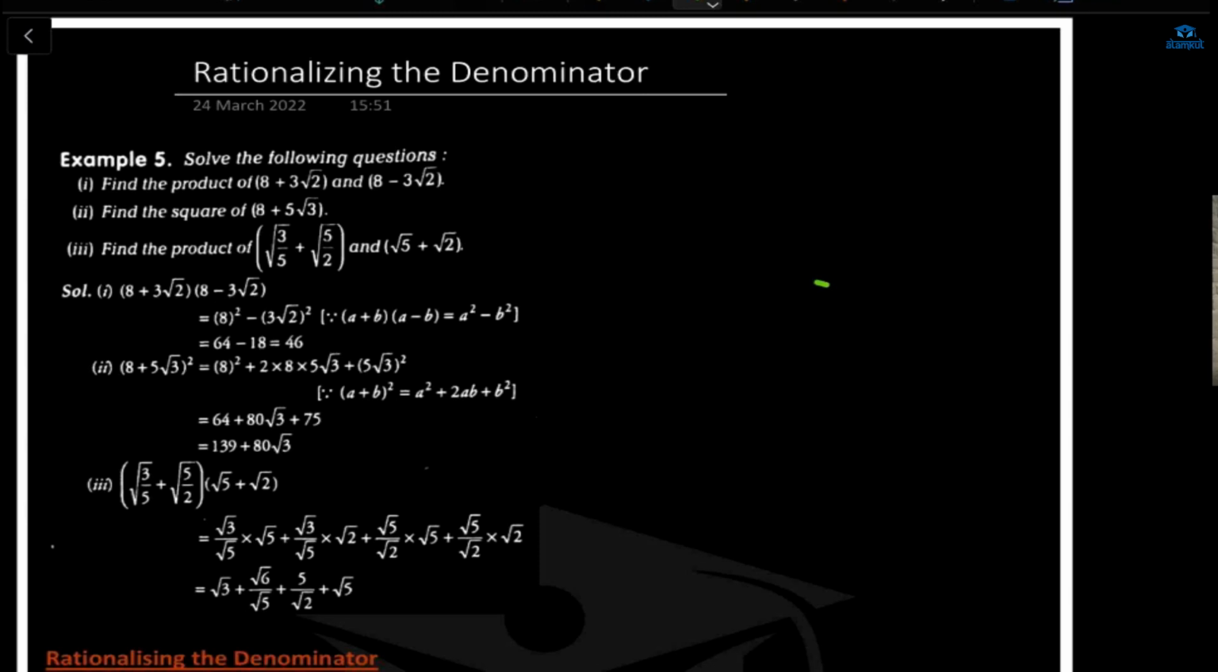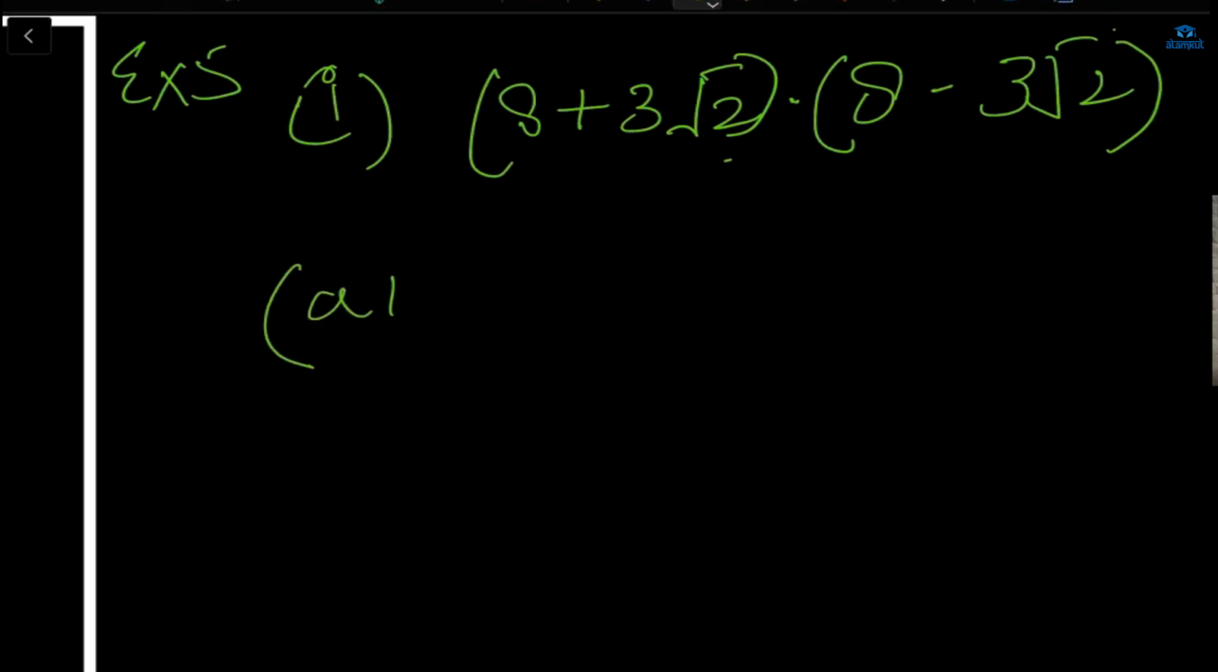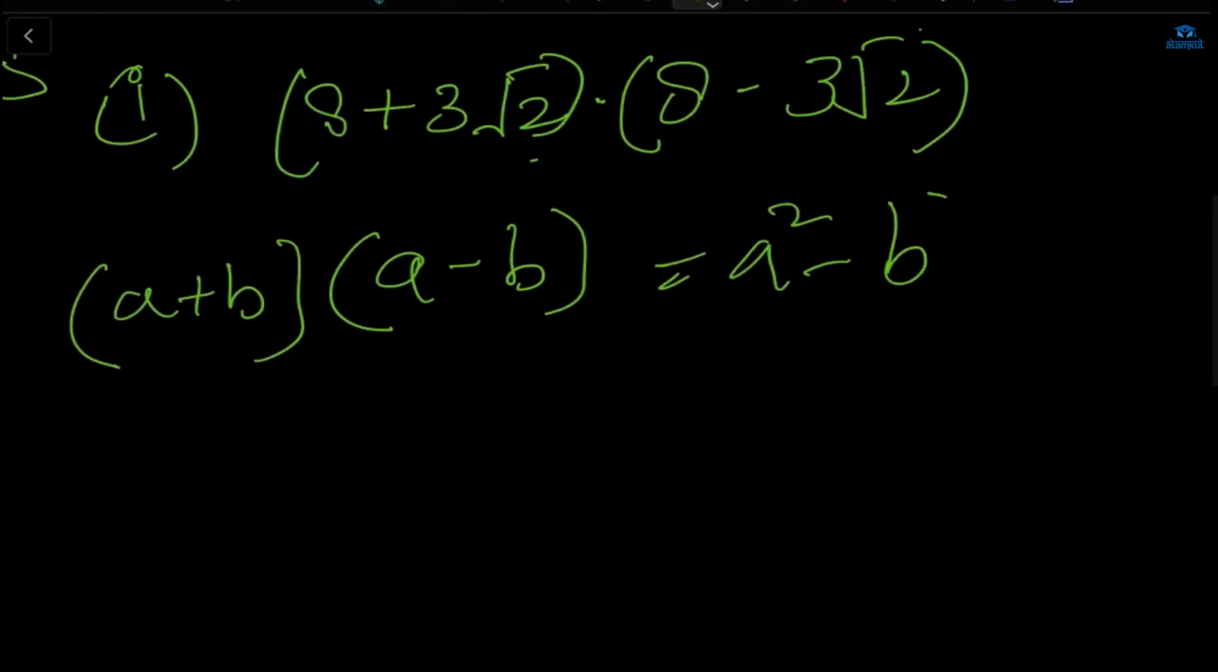Find the product of 8 plus 3 root 2 and 8 minus 3 root 2. So example 5 first. We have to find the product, which means we have to multiply. When we multiply, you can see 8 and 8 are common, and 3 root 2 and 3 root 2 are on both sides. So it is in the form of a plus b, a minus b, which is equal to a square minus b square. So you can directly use this formula and solve this.